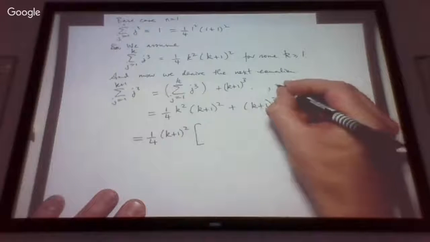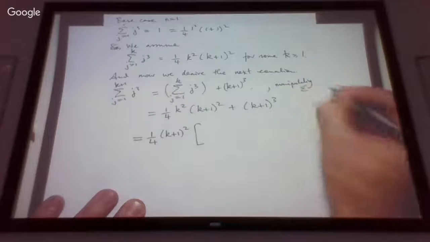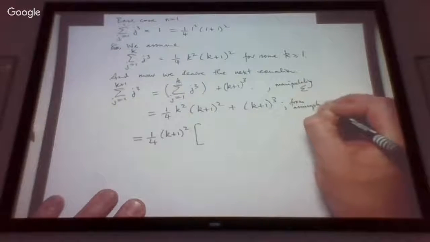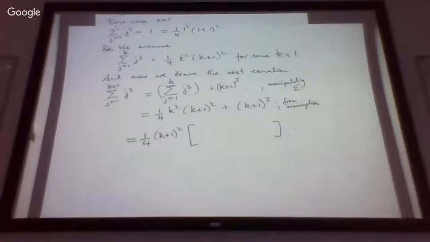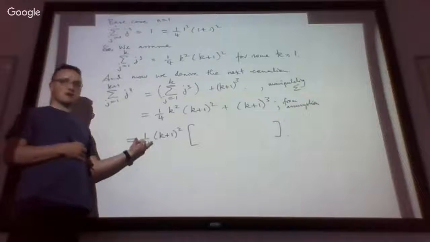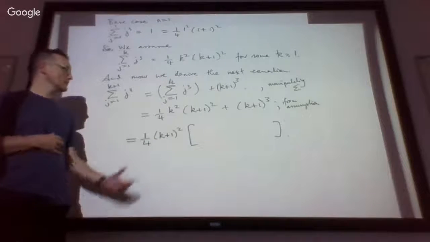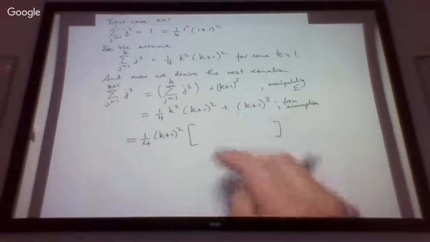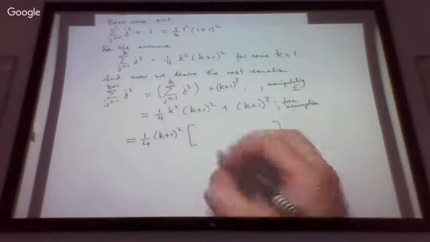So that's just manipulating sigma. This is from the assumption. So now I'm starting to build up to my required expression on the right-hand side. The expression I need has a quarter of the square of k plus 1 in it. So force it out. So what's left behind? Well, what's left behind from the first term is k squared.